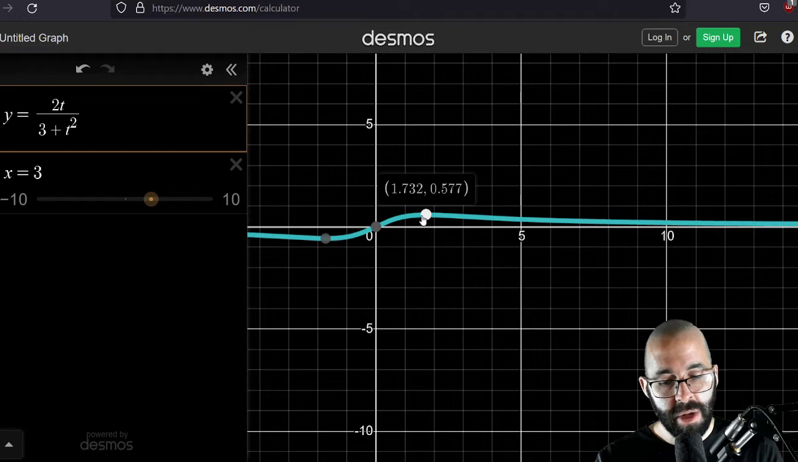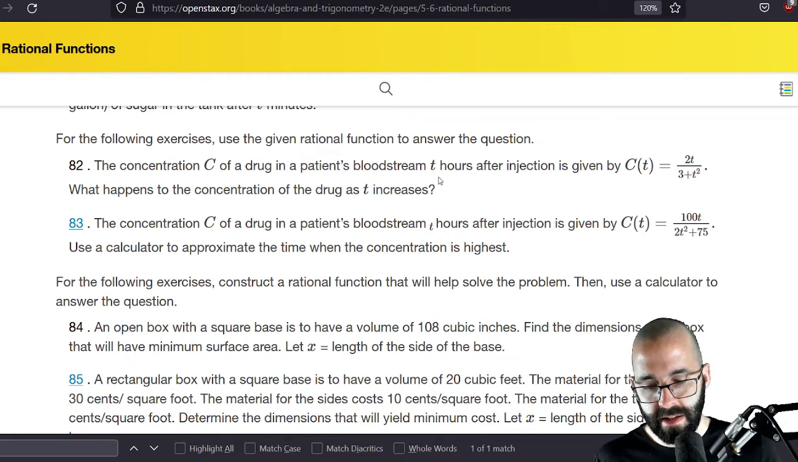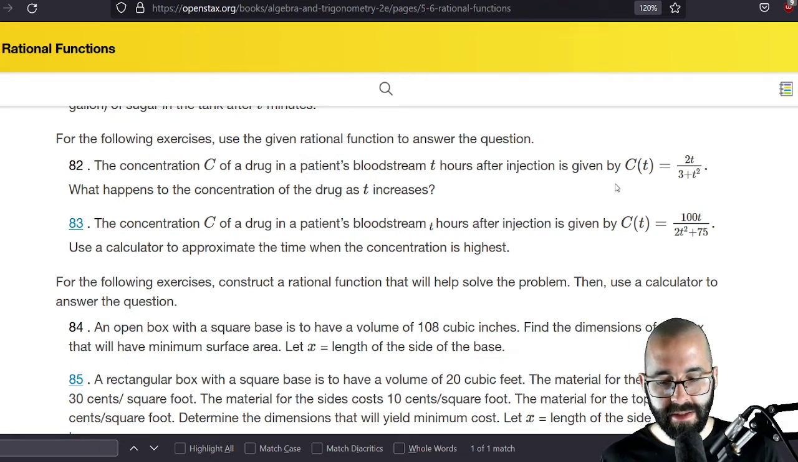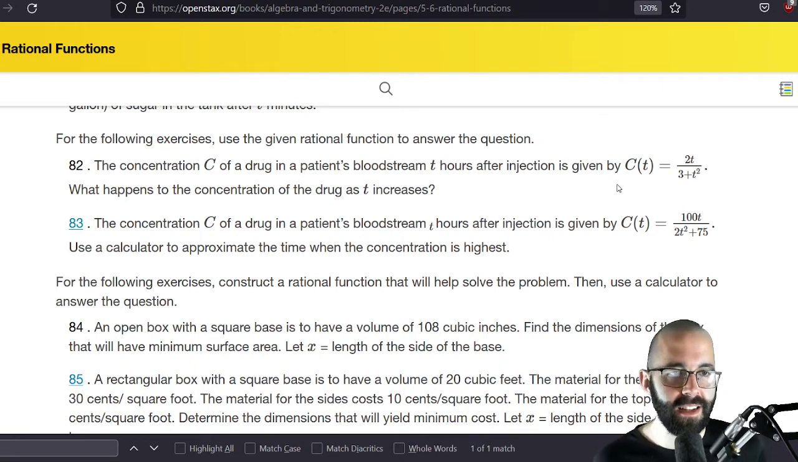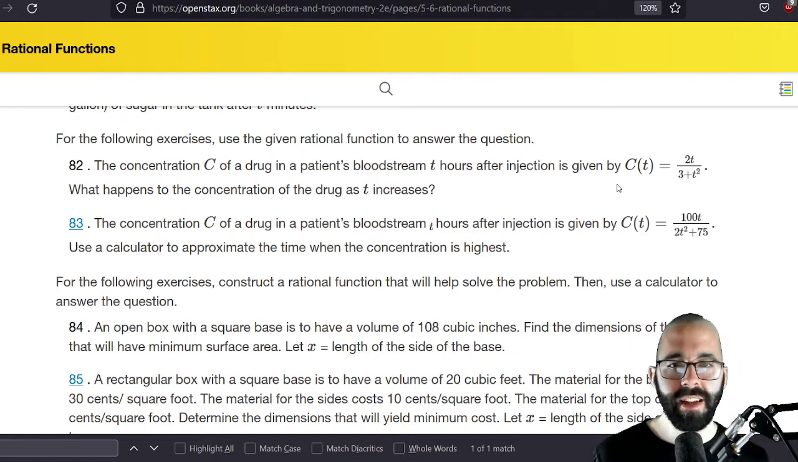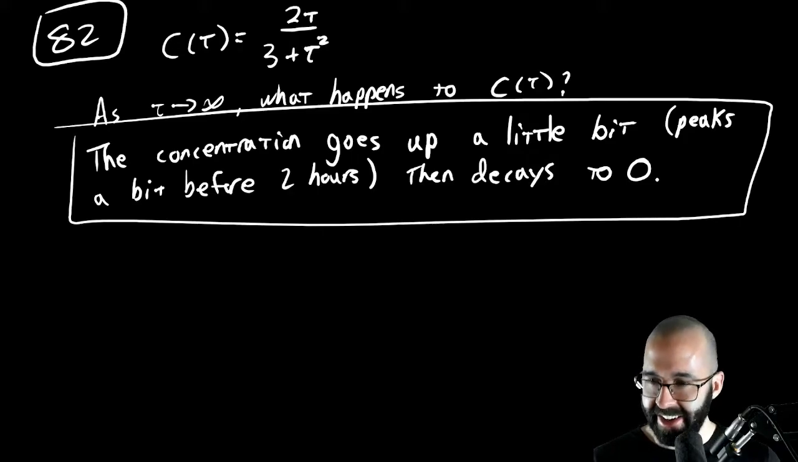You could even say that the peak concentration is about 0.58, but it doesn't tell us the units. I don't think it's 58%. Probably some kind of density, like 58 milligrams per whatever. If your blood is 58% of a certain drug, there's probably a problem. All right, let's do another one. Last one of the video.